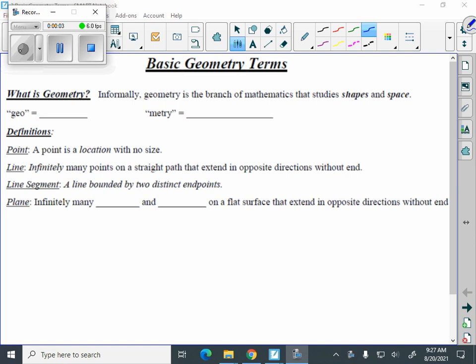Today we're going to talk about geometric terms. And first of all, geometry. What is geometry? Well, informally, it's the branch of mathematics that studies shapes and space. But sometimes it's really helpful when you're learning geometry to break the word apart and look at each part. Actually, geo means earth, and then metry means measure.